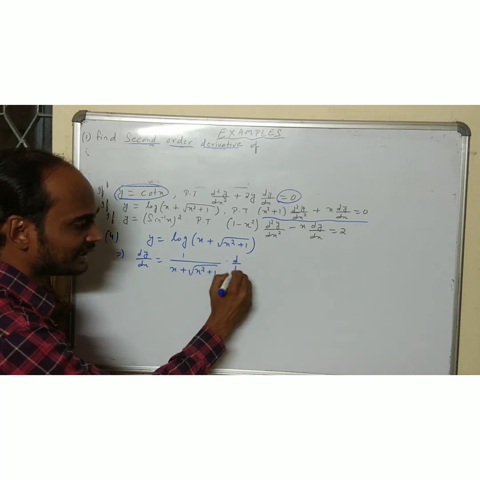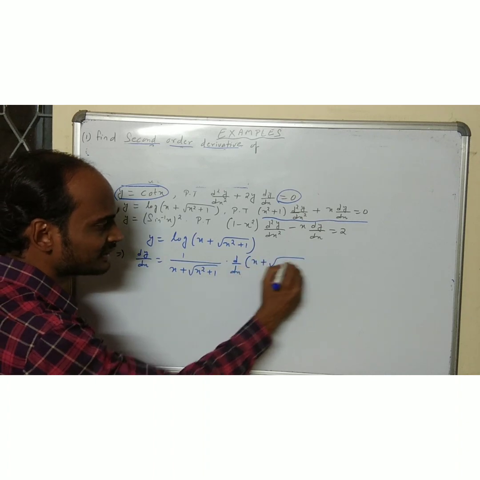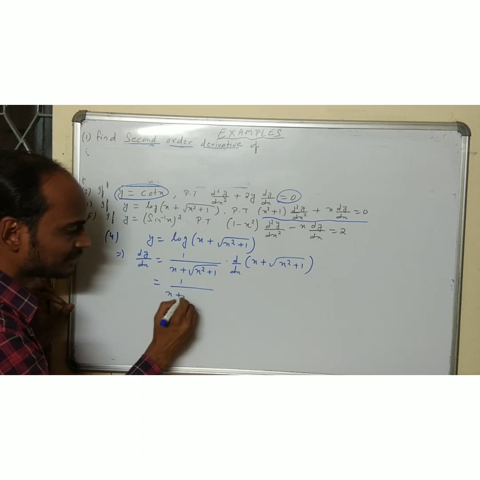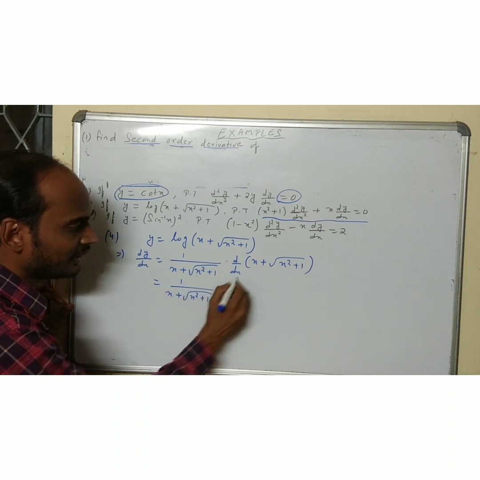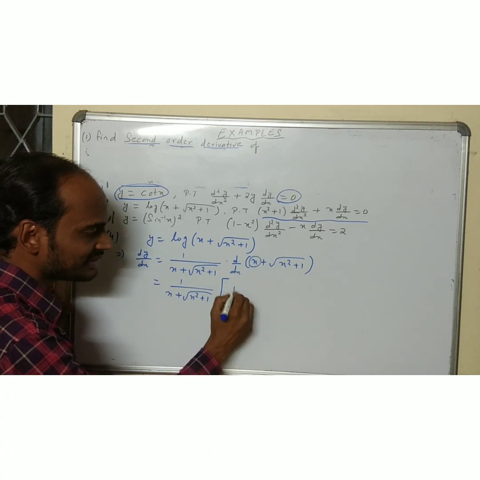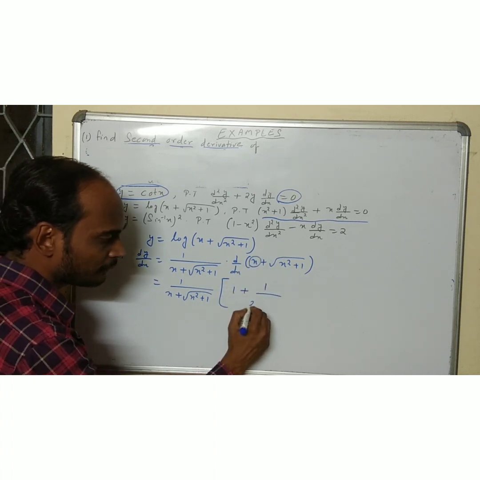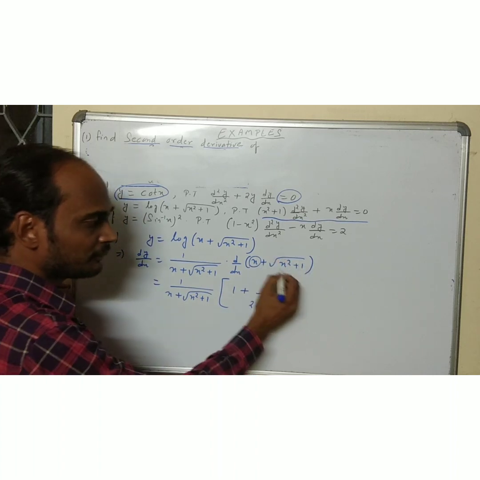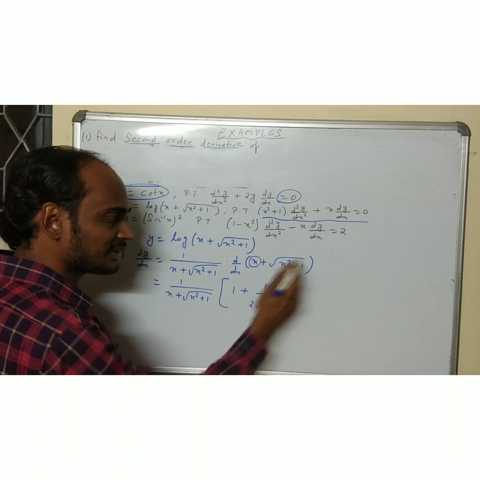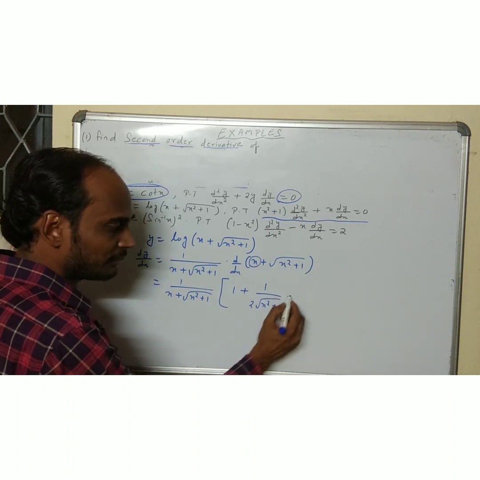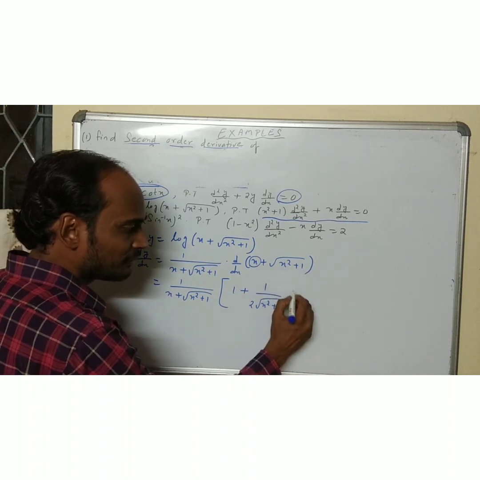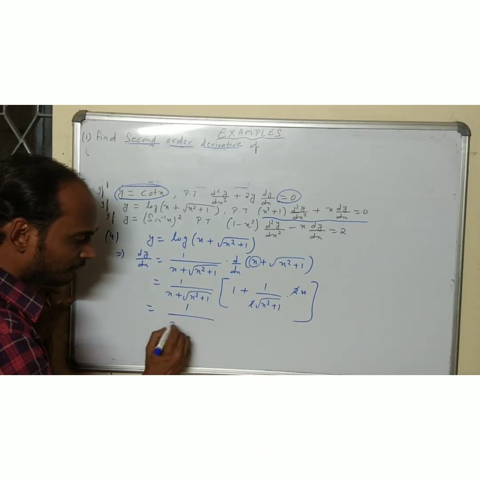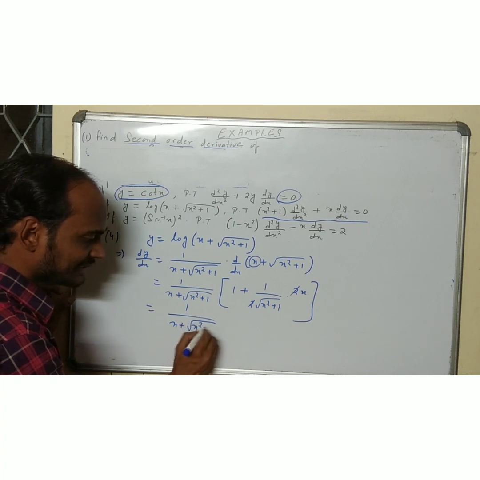Then we have to apply the chain rule, that means d by dx of x plus root over of x square plus 1 we will write. So this is 1 by x plus root over of x square plus 1. Then the derivative of this part: the derivative of x is 1, the derivative of the root term is 1 by 2 root over of x square plus 1. Remember, we are applying the chain rule, so root over something is there, then 1 by 2 root over of that part, then the derivative of the inside part, x square plus 1, is 2x. So this 2 cancels, and we have 1 by x plus root over of x square plus 1.